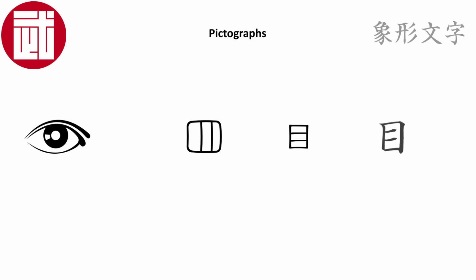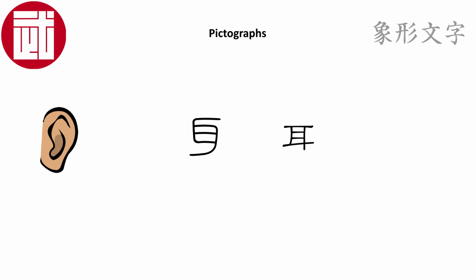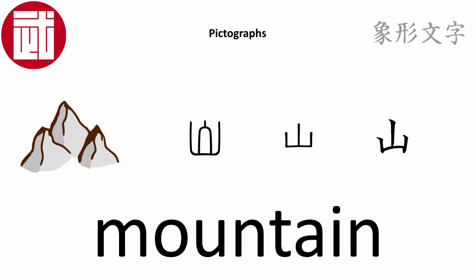How about the human eye? See how it was on its side and then they rotated it a little bit? Can you see an eye in that? Or the ear. This one's a little more complex. Mountain is very easy to see, I think. As is river.